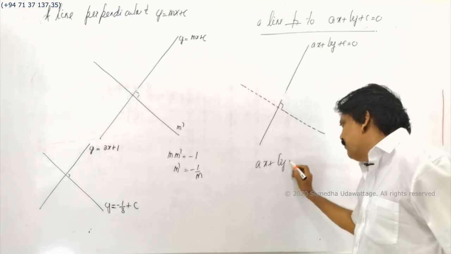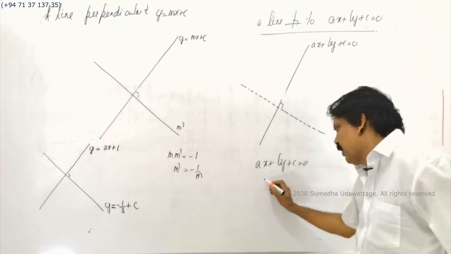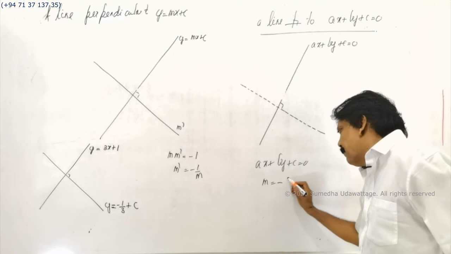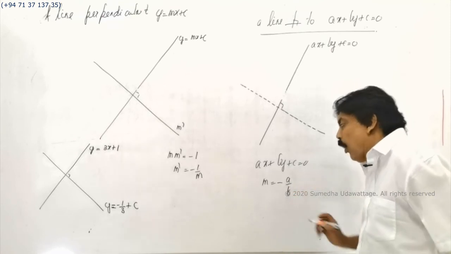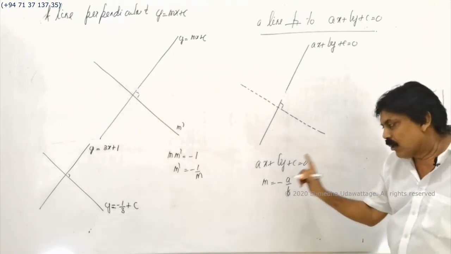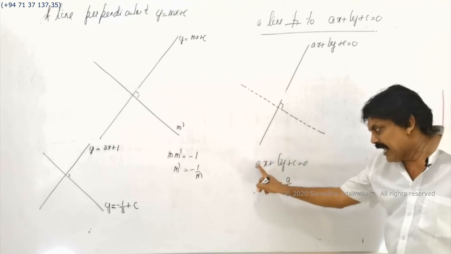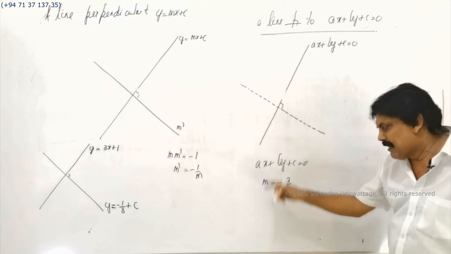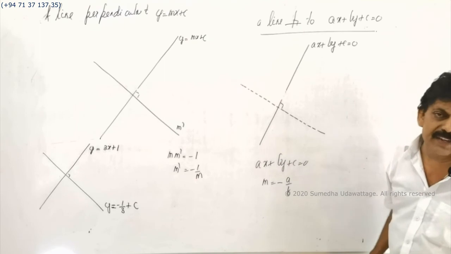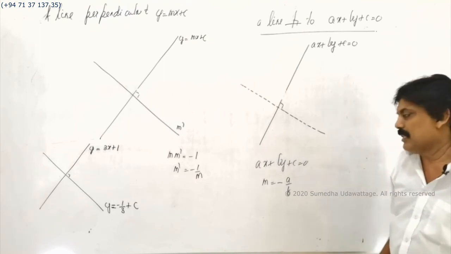ax + by + c = 0. The gradient is -a/b. Always keep in your memory, the gradient is -a/b. If you get some confusion, check the first video, read the first video and then come back to this.